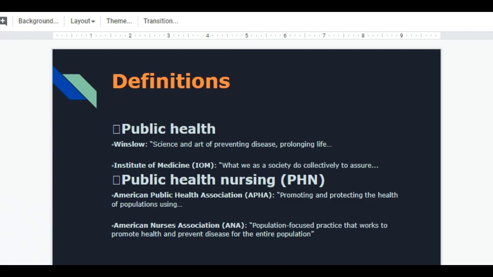Public health nursing, from the American Public Health Association, is promoting and protecting the health of populations using knowledge from nursing, social, and public health sciences. The American Nurses Association says public health nursing is population-focused practice that works to promote health and prevent disease for the entire population.